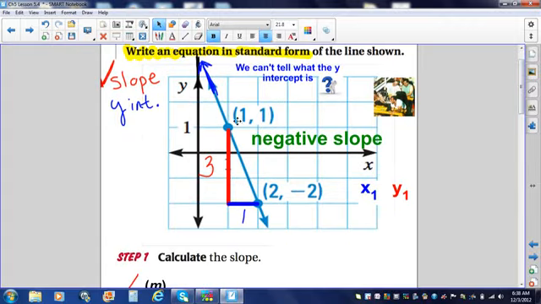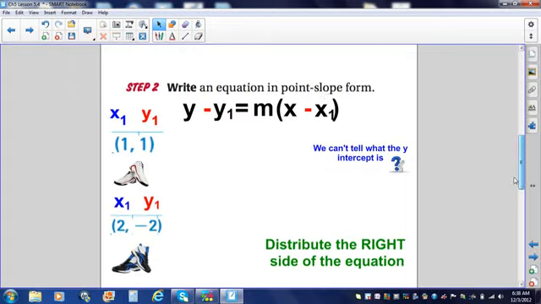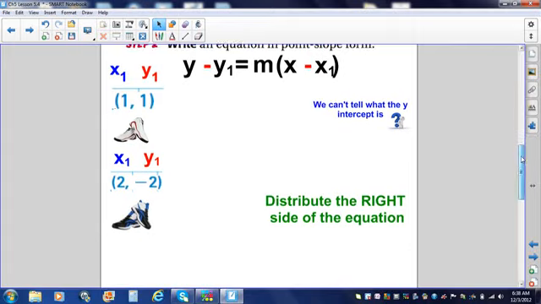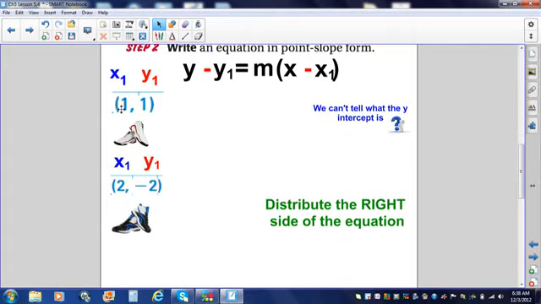But we have a point and we have a slope. Since we have a point and a slope, we can use the point-slope form. Now you say, Mr. Phillips, we actually have 2 points, (1, 1) and (2, -2). Which one do I use?